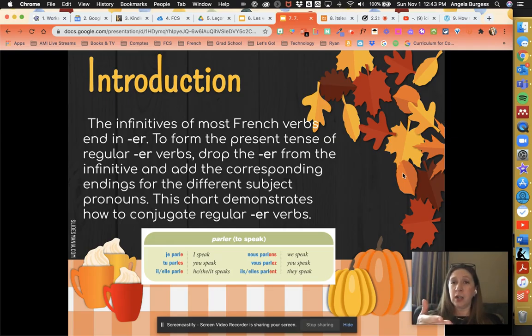Take off the ER, identify the subject, add the appropriate ending: E, ES, E, ONS, EZ, ENT. You can think of it as a chant, or a cheer. E, ES, E, ONS, EZ, ENT.